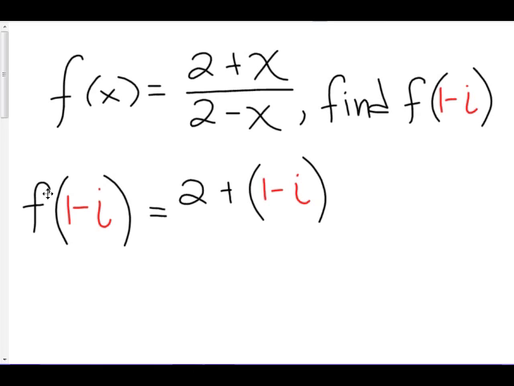All over 2 minus stuff. And the stuff here is still 1 minus i. But this means that I have to distribute that negative to both the 1 and the negative i.